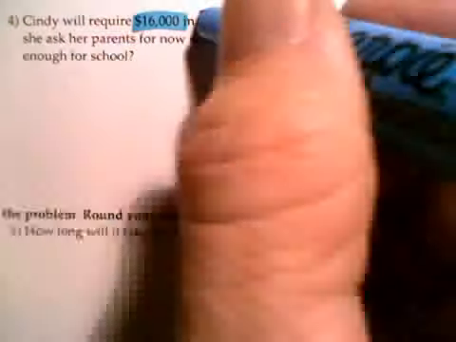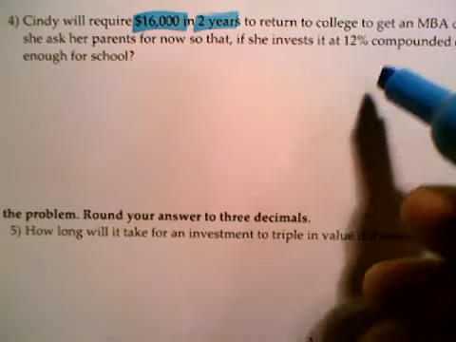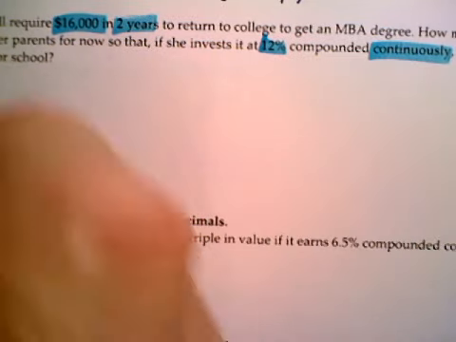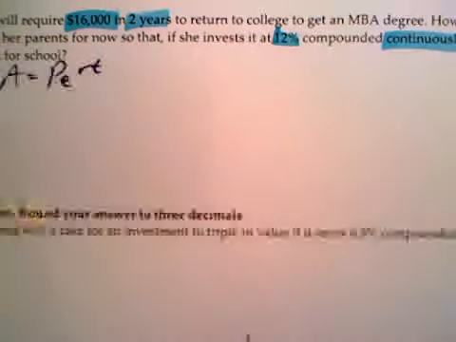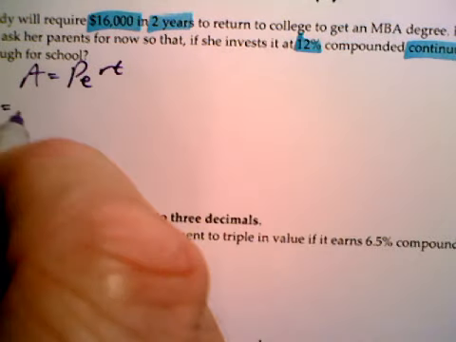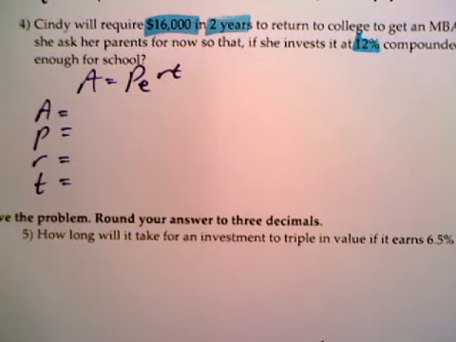Cindy will require $16,000 in 2 years to return to college. How much money should she ask her parents for that? 12% compounded continuously. Okay, so remember, continuously, if you use Pert shampoo, your hair continuously smells good. And so we're going to have an A, a P, an R, and a T. And please don't ever let me see you write E equals there, because remember, E is a constant.